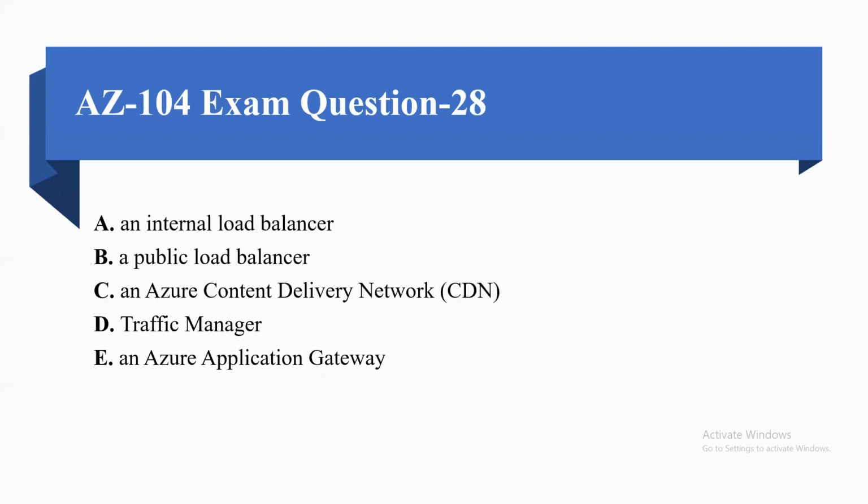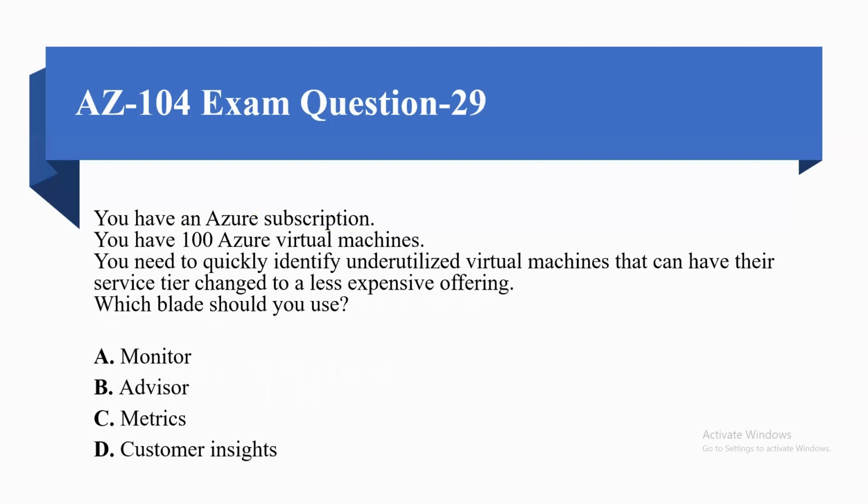And options are: option A, an internal load balancer; option B, a public load balancer; option C, Azure Content Delivery Network; option D, Traffic Manager; and option E, Azure Application Gateway. And the correct 2 options would be option A, an internal load balancer; and option E, an Azure Application Gateway.